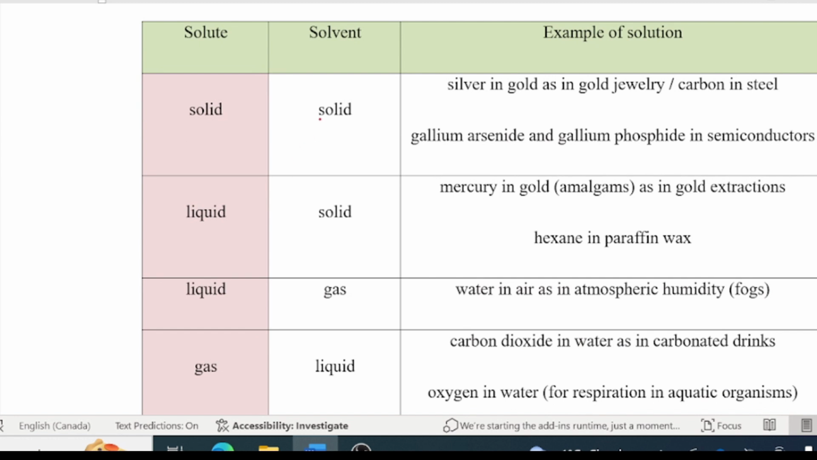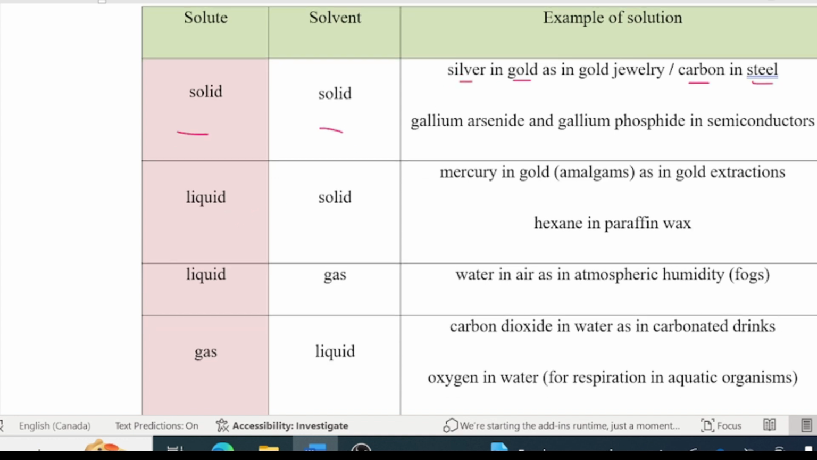You have non-aqueous solutions too, where you have different solvents dissolving different solids. So in this case, you can have a solid dissolving a solid, as in gold jewelry, where silver gets dissolved in gold, or carbon gets dissolved in steel. So these are the solvents here, and these are the solutes. You can have a liquid and a solid, where the liquid is a solute and the solid is a solvent. Gold, for example, is a solvent, and it can dissolve mercury to form amalgams, gold amalgam, when you extract gold.